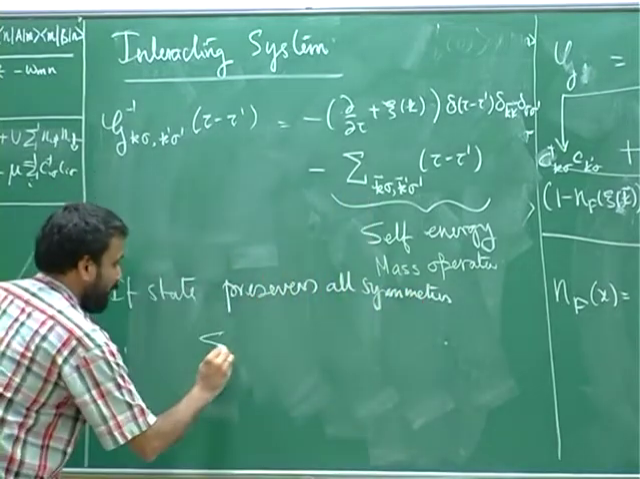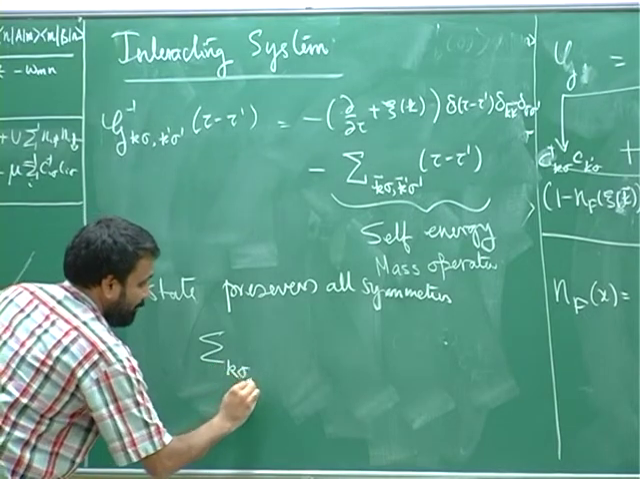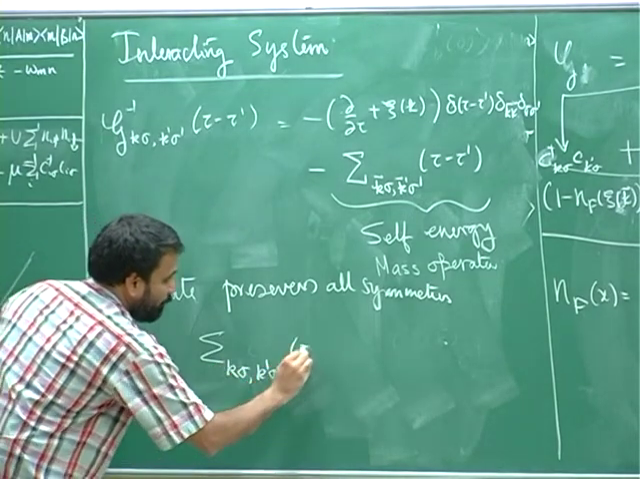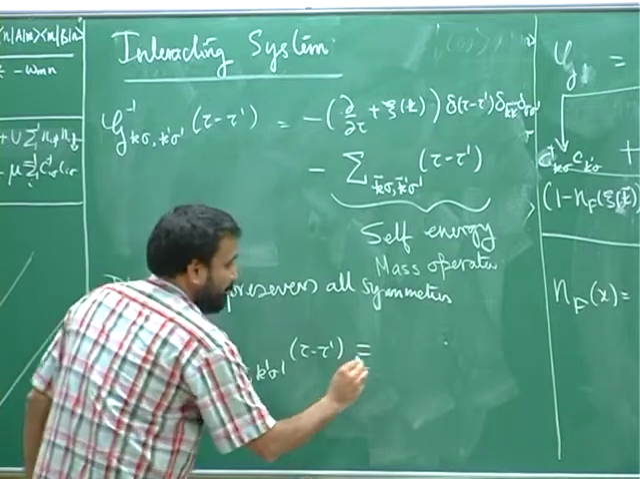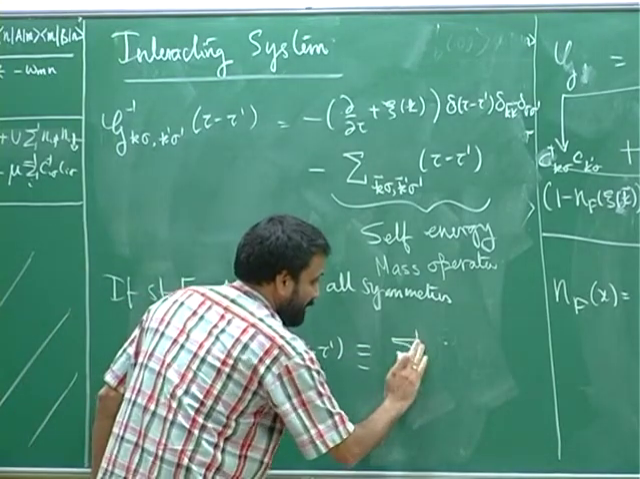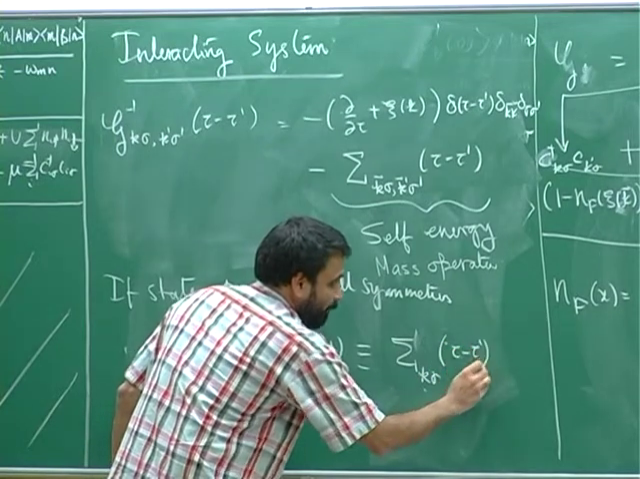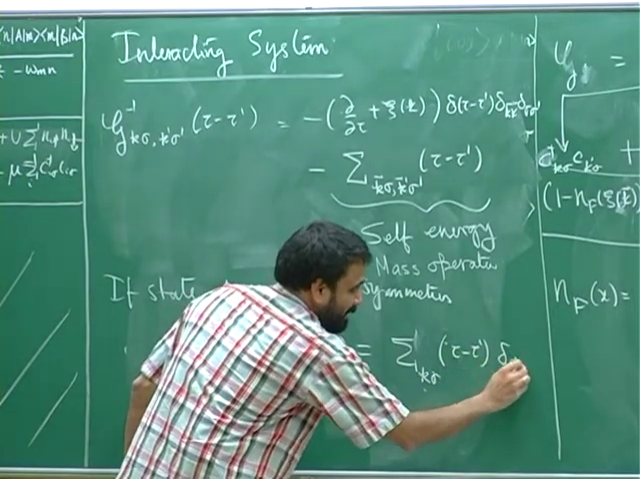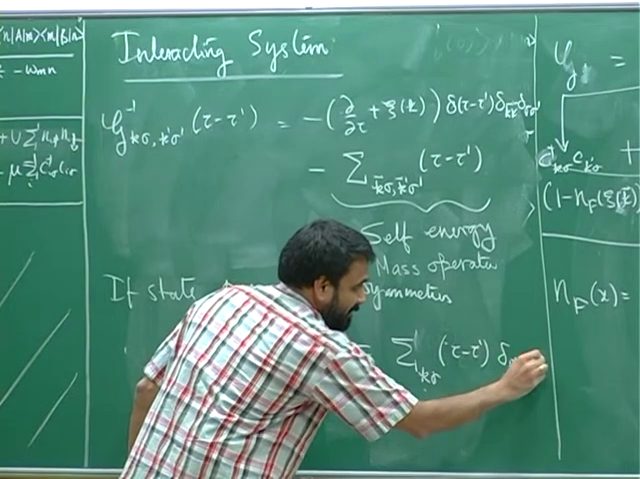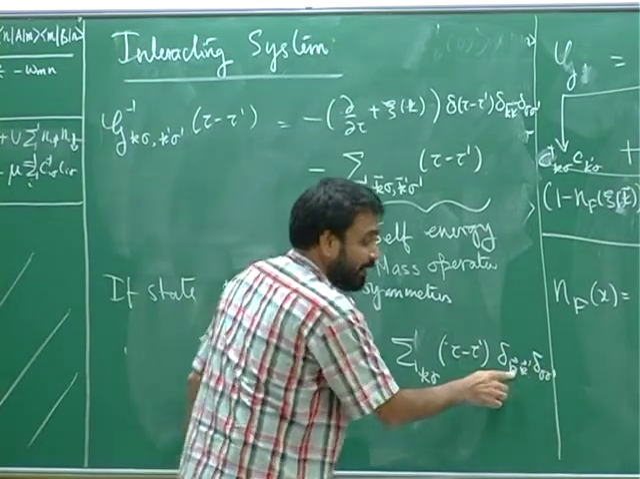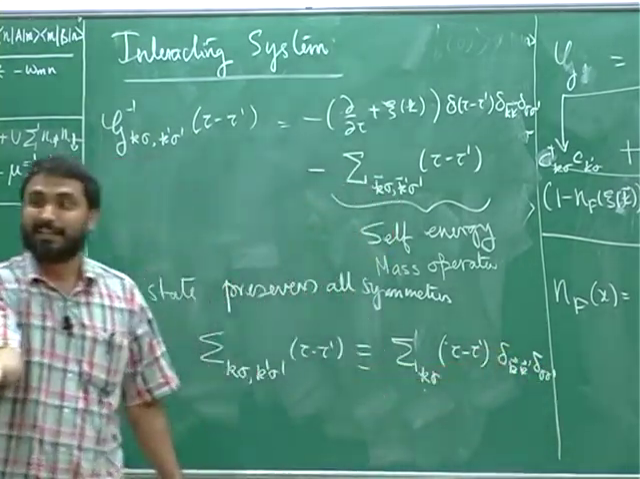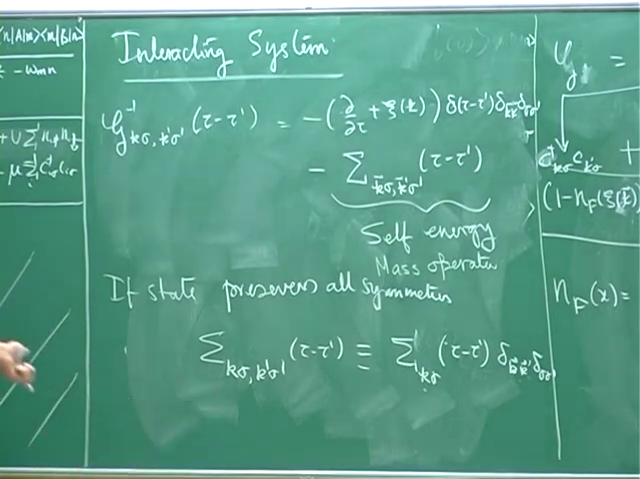then this quantity, k sigma k prime sigma prime of tau minus tau prime, would become equal to some sigma of k sigma. It depends only on one of the indices, tau minus tau prime, and then this picks up the conserving delta functions. So this says that momentum is conserved, and this says that spin is conserved. Okay, so that's what you will get.